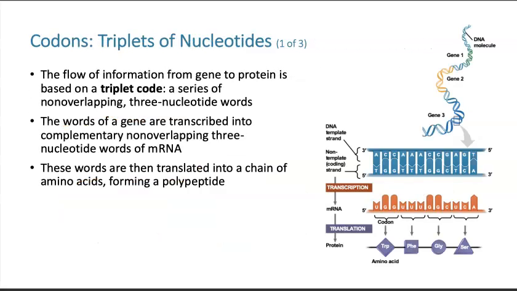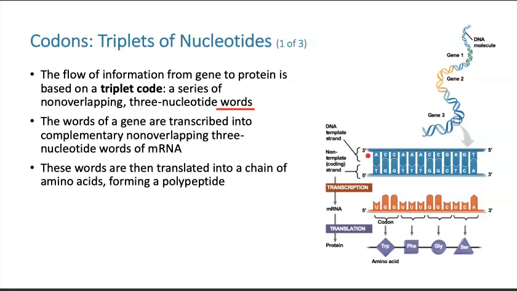So one of the things that we really have to understand is that the flow of information from gene to protein is based on something called a triplet code, and triplet just means 3. So the triplet code is a series of non-overlapping nucleotides, 3 in a row. A good analogy is to think about them as words. The letters in a word are non-overlapping. So the letters of this word don't overlap the letters of this word. And that's what the triplet code is like.